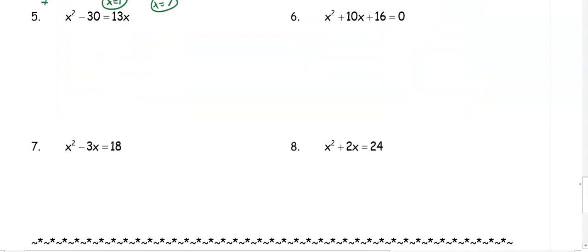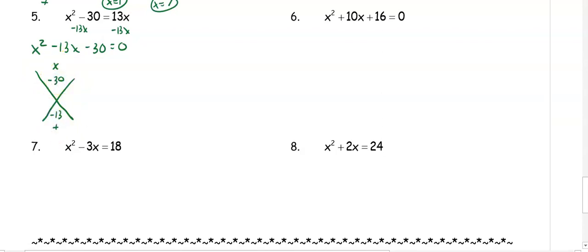In number 5, we have x squared minus 30 equals 13x. This is not set equal to 0. So we're going to subtract 13x from both sides. x squared minus 13x minus 30 is equal to 0. So we want two numbers that multiply to negative 30 and add to negative 13.